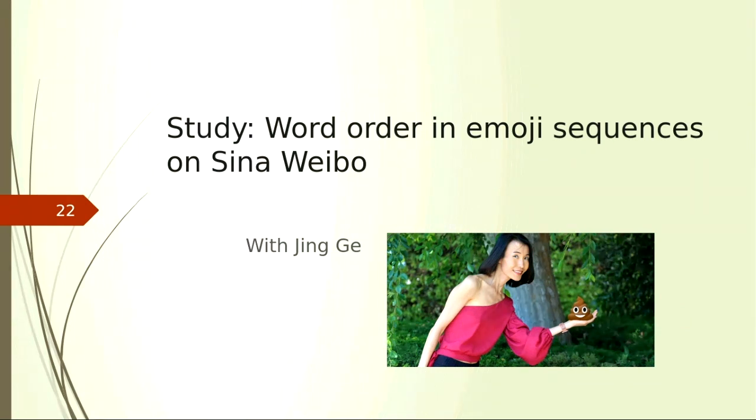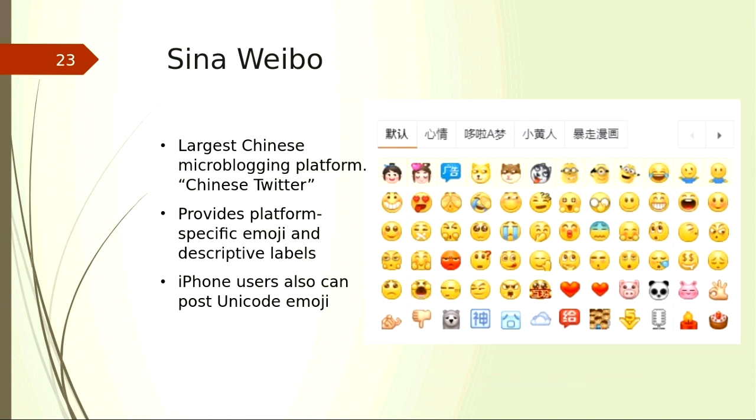And I did this work with Jingji, who was in anthropology at UC Berkeley. And she's shown here holding the poop emoji. Sina Weibo, if you're not familiar with it, is often called the Chinese Twitter, the largest Chinese microblogging platform. And here on the right, you can see that it has some platform-specific emoji. There's more than this, but this is just a sample. And what's helpful is that it provides descriptive labels for each of them. It was greatly helpful when we were doing our translating of the sequences.